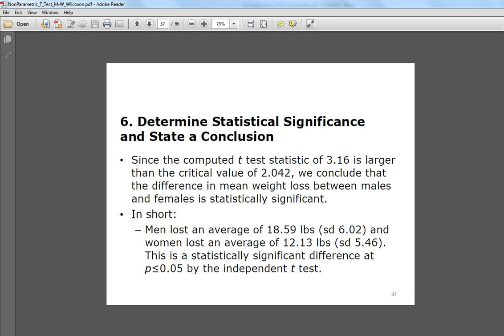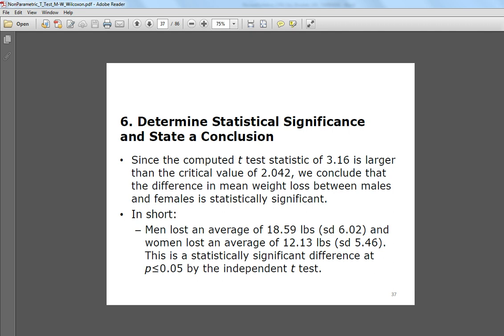Basically, the next step then is to determine the statistical significance. What we got from our example is that the computed t-test statistic of 3.16 is larger than the critical value of 2.042. So what do you do if your t-test statistic is larger? You then conclude that the difference in mean weight loss between males and females is statistically significant because it's higher and therefore it is above the critical region.